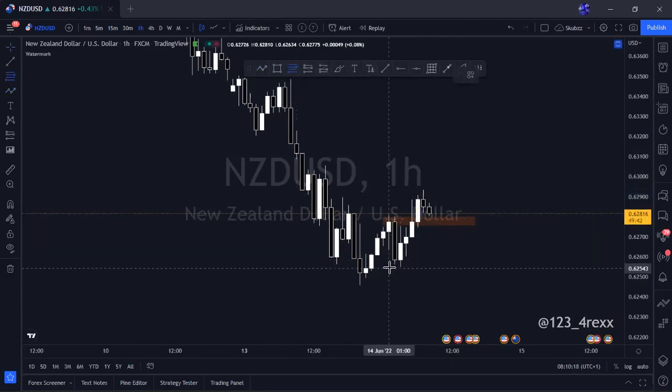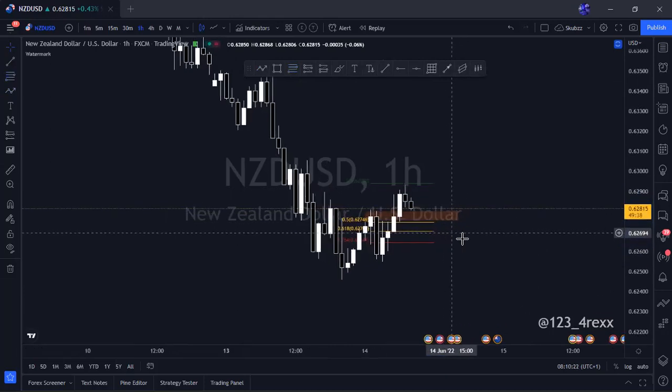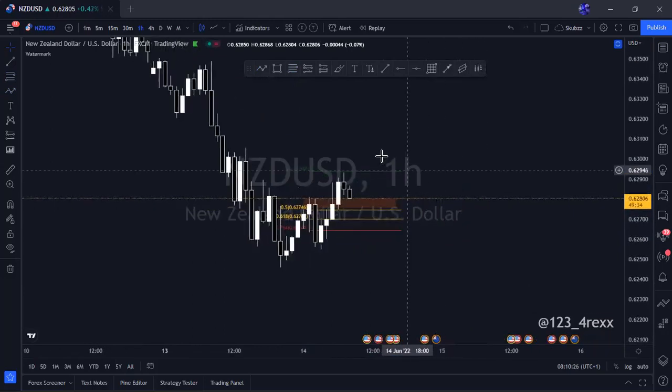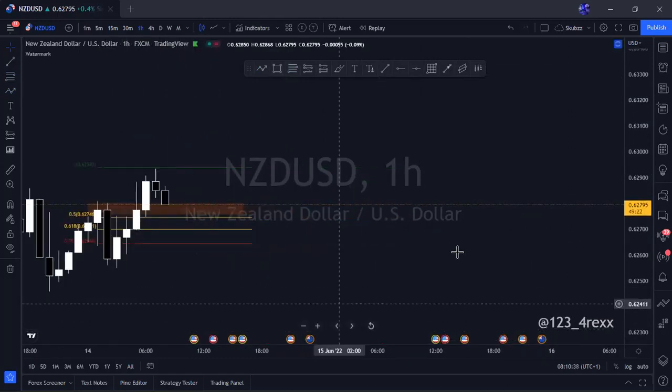Let's drop our fib. I'm not sure I actually take this buy, but I don't want to make someone take what I don't want to take. So basically, this is how you can look at it. This is the range.